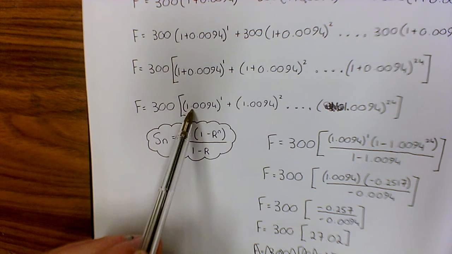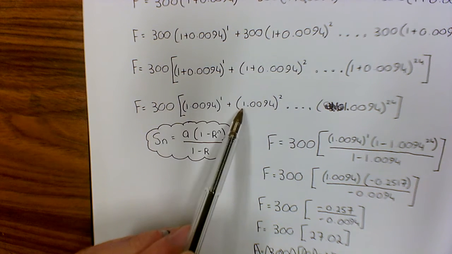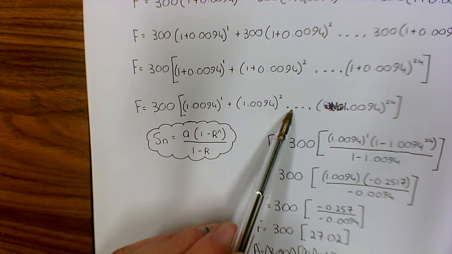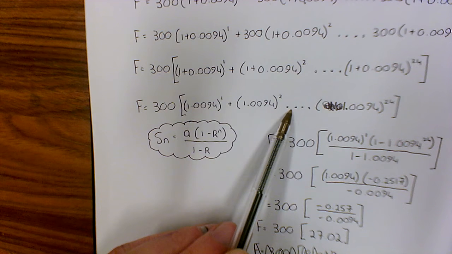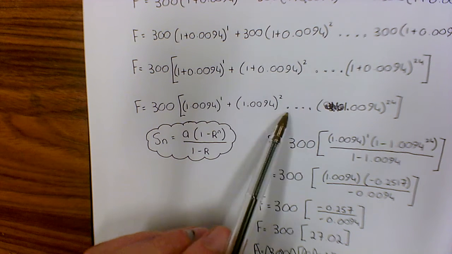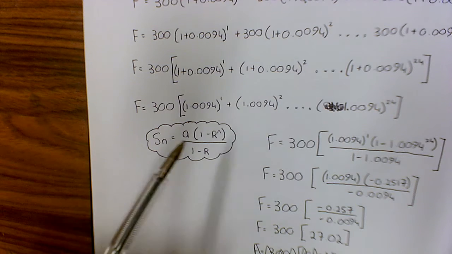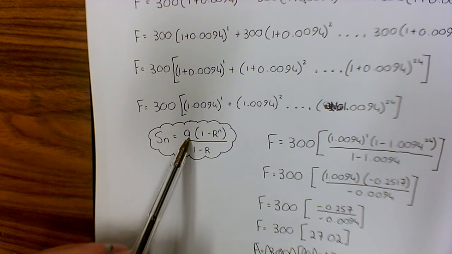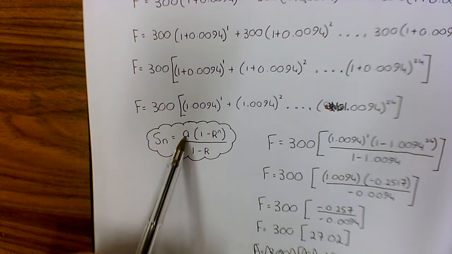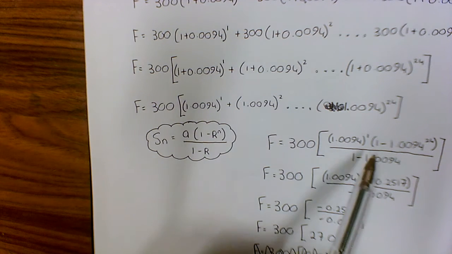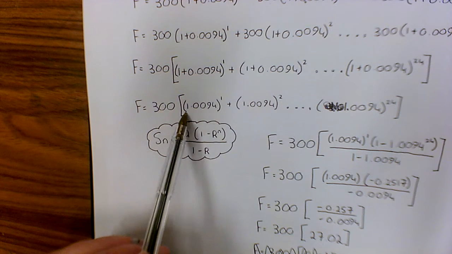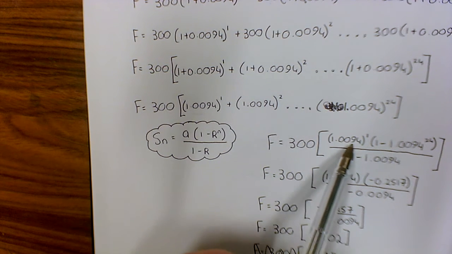Think about it. 1.0094, that's once, but this is 1.0094 multiplied again by itself, and the next one will be multiplied by another 1.0094, and so on and so on. So it is a geometric series because it's been multiplied by a common ratio. So we're going to keep our 300 outside, and then the sum of a geometric series is going to be inside the bracket. So A stands for the first term. First term is that. There it is.